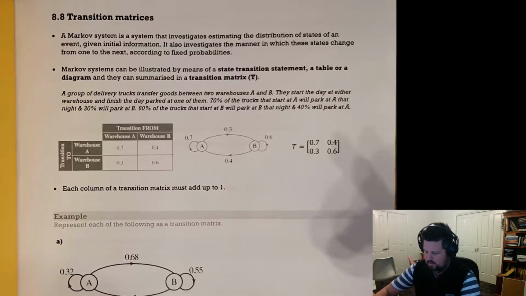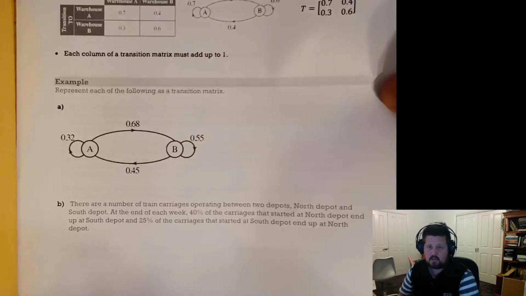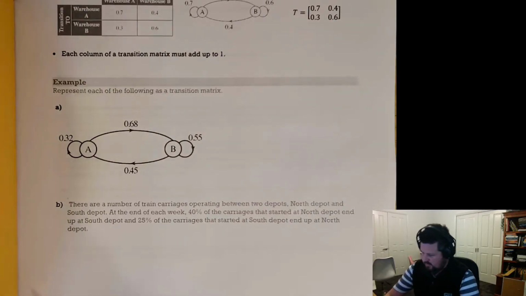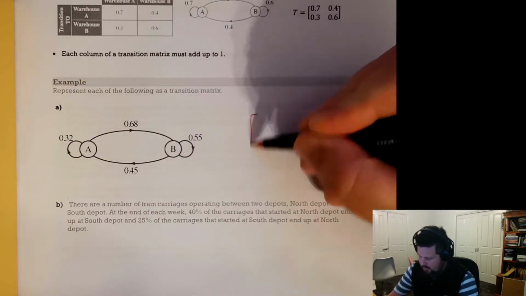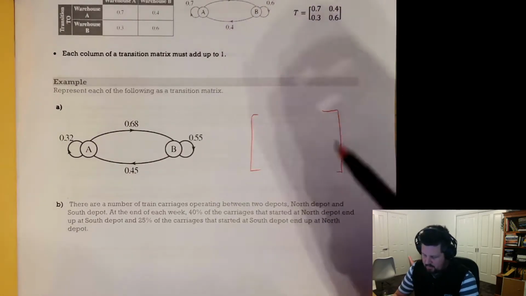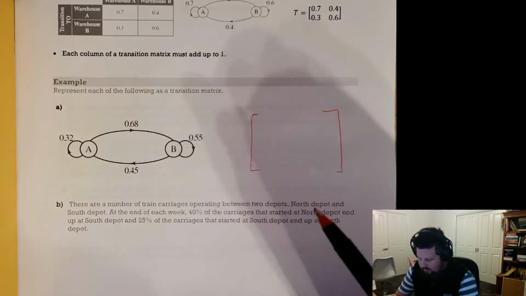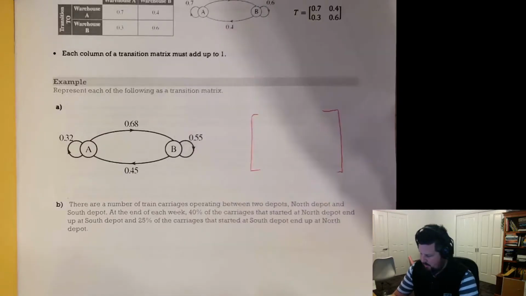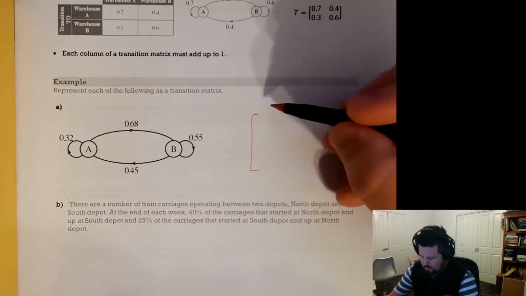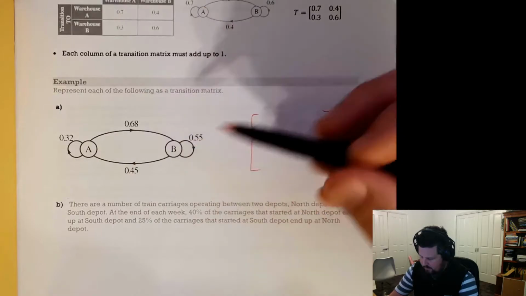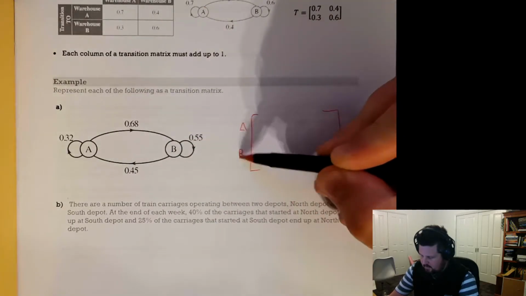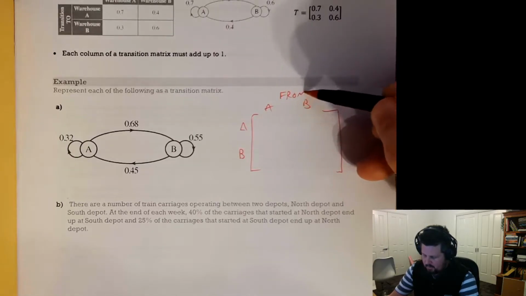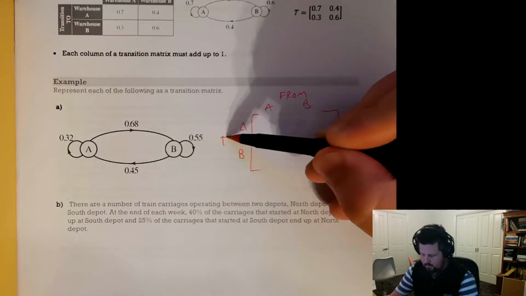Alright, these are the types of questions that you could be asked. It says, hey, represent each of the following as a transition matrix. Alrighty, so again, ultimately you just need the matrix here. Before we set it up, I would put where they're coming from and where they're going to. So we're dealing with A and B here. Along the top it's where they're coming from, and along the side here it's where they're going to.